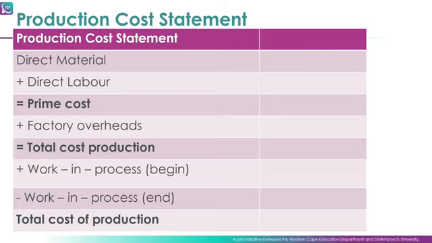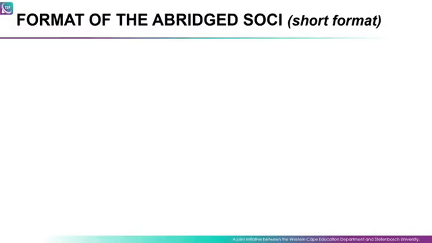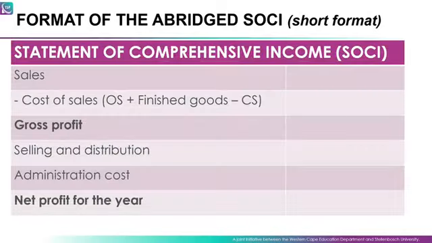And take note that we are subtracting the work in process at the end of the year. And that will give you the total cost of all your items that you produce. Right, so then they can ask us for the statement of comprehensive income. And this is an abridged, meaning it's a shortened version of what it could look like, right?